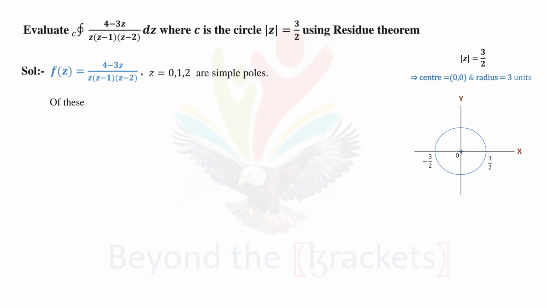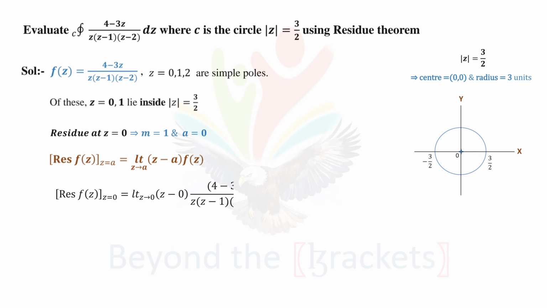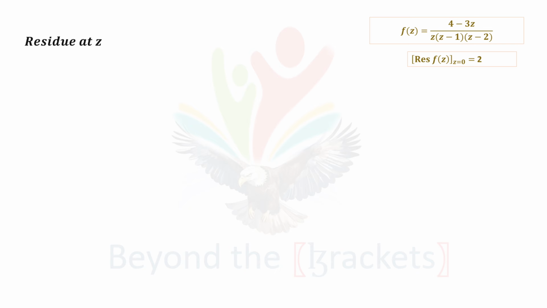Of these poles, z is equal to 0 and 1 lie inside the given circle, whereas z is equal to 2 will be outside the circle. To find residue at z is equal to 0, since it is a simple pole, we get m is equal to 1 and a is equal to 0. Substituting these values in the formula for residue at a simple pole, z in the numerator and in the denominator cancel out, and we are left with limit as z tends to 0, 4 minus 3z by (z minus 1) into (z minus 2). Applying limit as z tends to 0, we get 4 by minus 1 into minus 2, that will be 2.